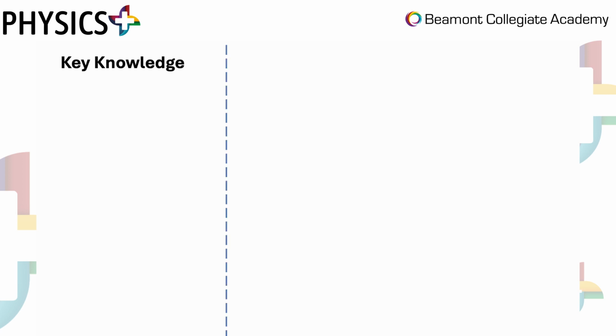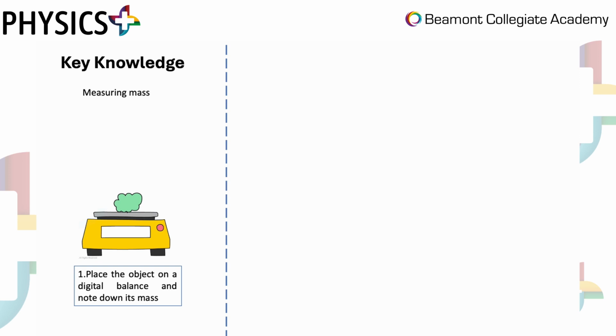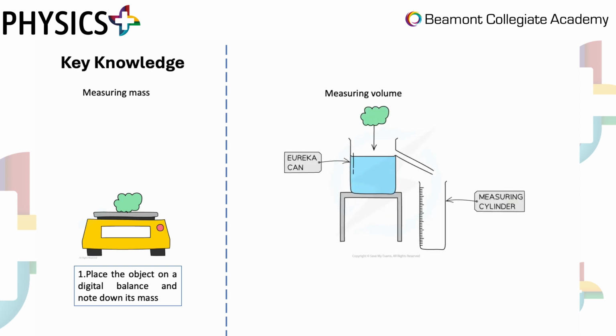Key knowledge. So for the density required practical, two parts. Firstly, measuring mass. Place your object on the digital balance and note down its mass. Part 2 is measuring volume.